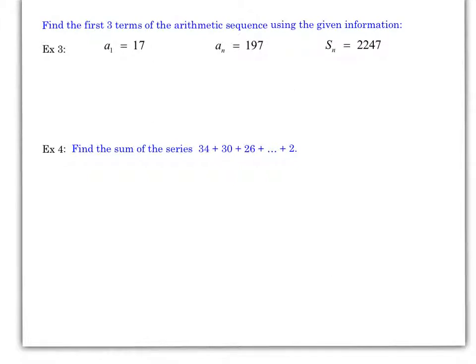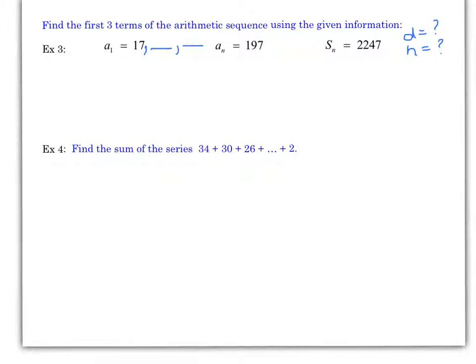Okay. So we're going to try a few harder problems, just so you can see how it really can be like a scavenger hunt. So we're going to want to find the first three terms of the arithmetic sequence. Well, to find the first three terms, I need to know what the common difference is, because I already know the first term, but I'm trying to find the next two terms that would come after it. So notice I don't know d, but I also don't know n. So we're going to have to do a little scavenger hunt.